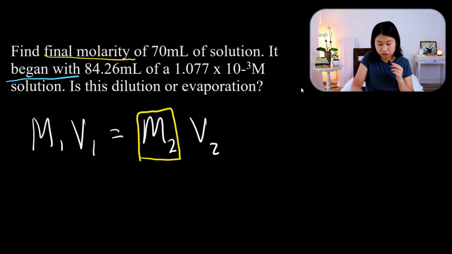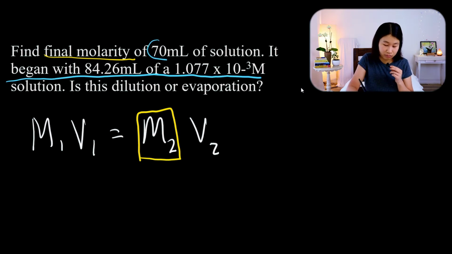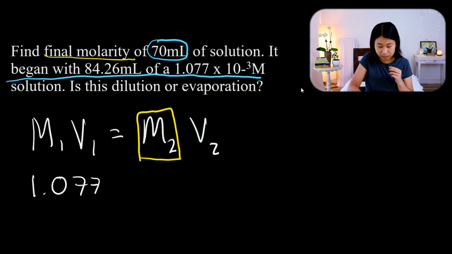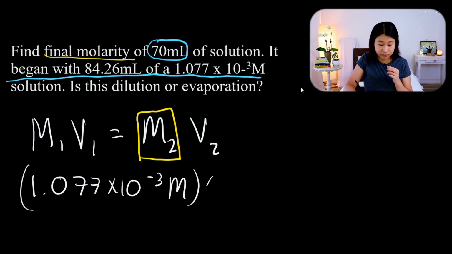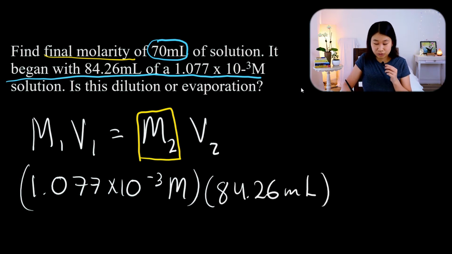This part right here tells us what we began with, so our initial values, and so the only volume left up here must be the final volume. So let's plug these numbers in. So we're looking at the initial concentration of 1.077 times 10 to the negative 3 M. We will multiply this by the initial volume, V1, of 84.26 ml. That's the unit for volume. And we'll set this equal to the right side. On the right side, we have the one we want to find, M2, and our final volume is going to be 70 ml.